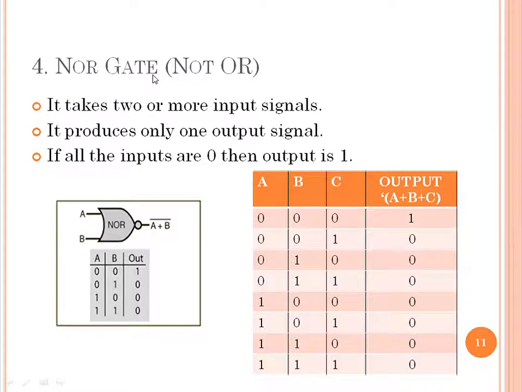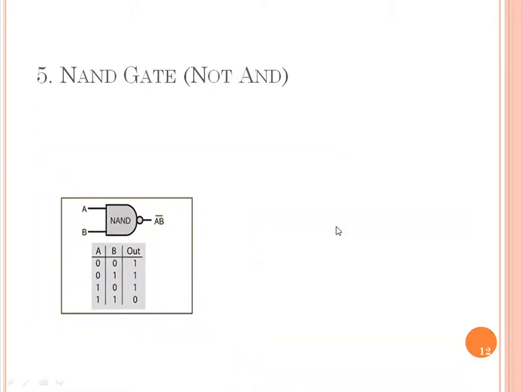Okay, we can see the circuit also. It's OR along with a circle over here, which represents that it is not or. In order to get the output as 1, all the inputs should be 0, that is, they should be false. Next one is NAND gate, which could be understood as not and.